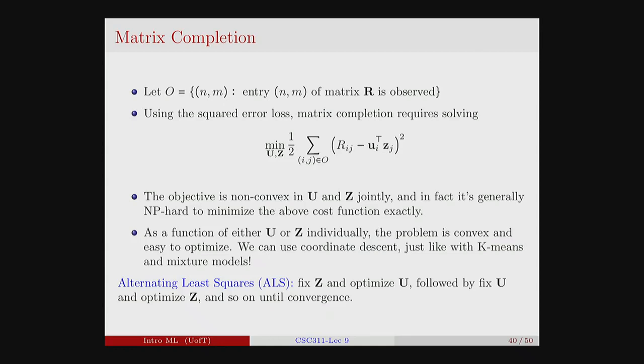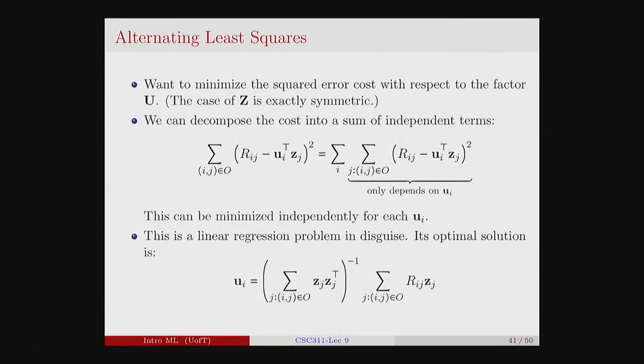So we're going to solve this overall problem by breaking it up into 2 subproblems, each of which is convex. And by iterating between 2 solutions of convex optimization problems, we're going to try and solve the overall globally non-convex problem. So the algorithm is called alternating least squares. And so we want to minimize the squared error cost with respect to the factor u, and the case of z is exactly symmetric. So we'll write this squared error term.